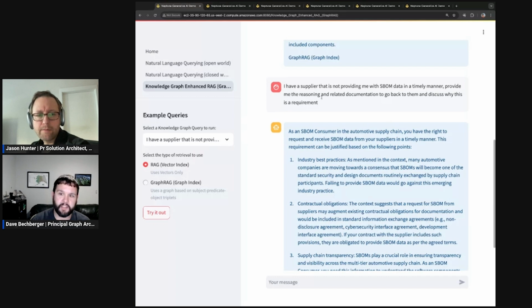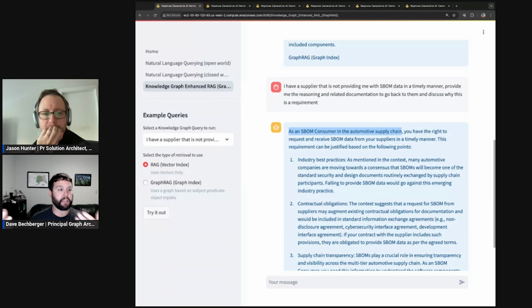And as we can see, you don't need to read through the whole thing. All you really need to do is read the first line right here. SBOM considered the automotive supply chain industry. At no point did I mention that I'm in the automotive supply chain industry. This is that example of the sort of challenges you can get with vector space, where it's looking for related knowledge, but it's not there.